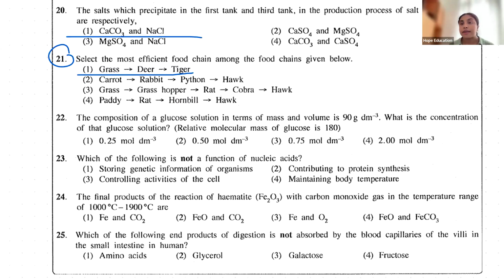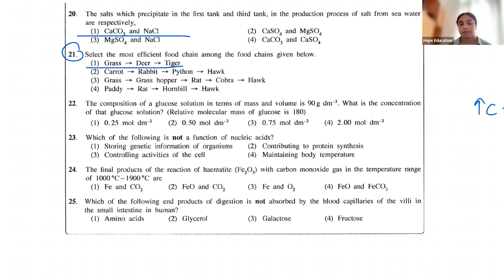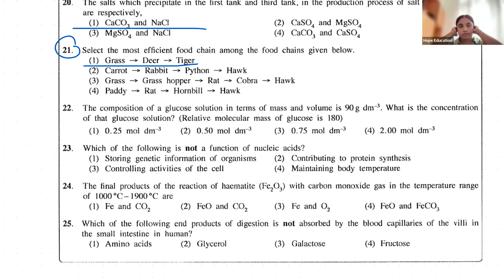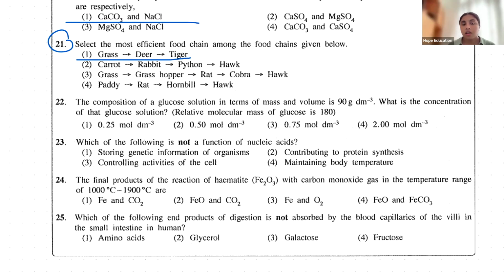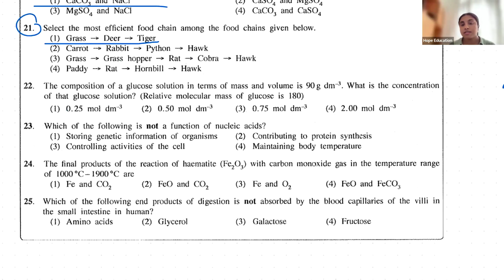Okay, yes, we were in 22nd. What is the answer? The composition of a glucose solution in terms of mass and volume is 90 grams per cubic decimeter. What is the concentration? We want the concentration in moles per cubic decimeter. So composition is 90 grams per cubic decimeter.